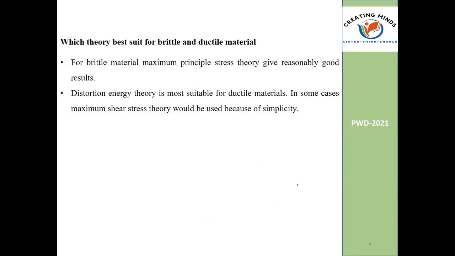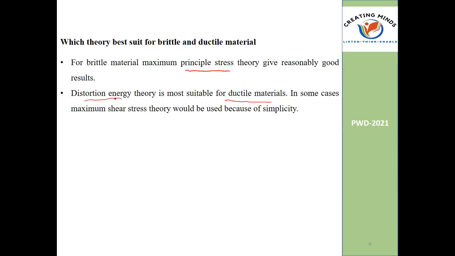These are the different theories suitable for brittle and ductile materials. For brittle type of material, generally which theory? Rankine's theory. They may give the researcher's name, or you must be familiar with these notations. It's very easy to identify. For brittle material, Rankine's theory or principal stress theory is valid. For ductile material, distortion energy theory is very good.